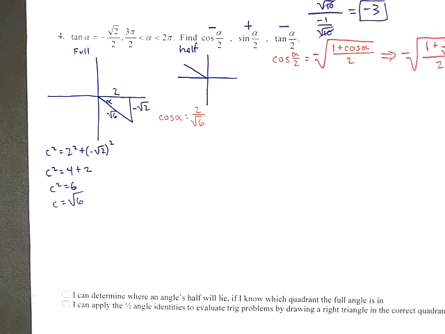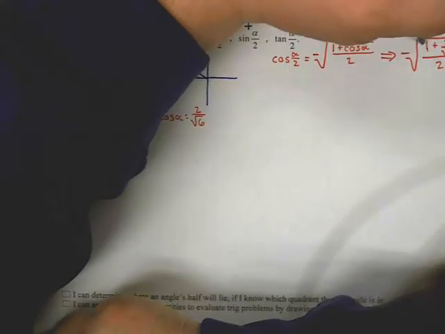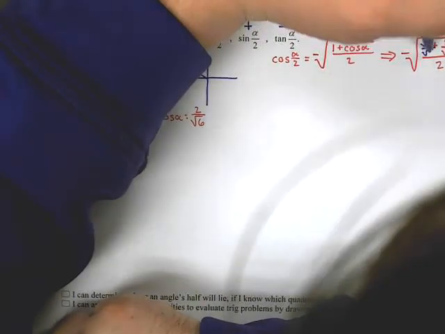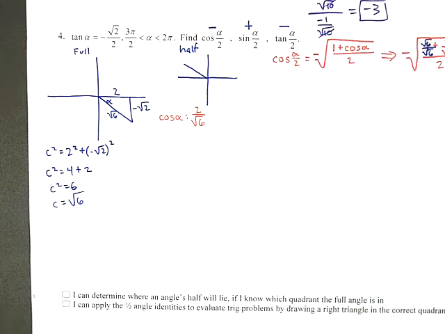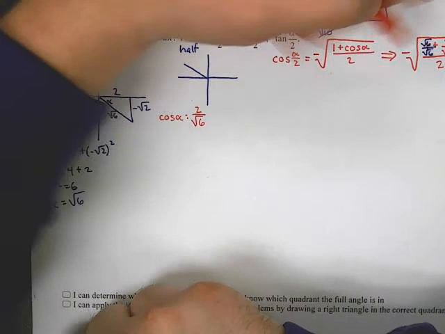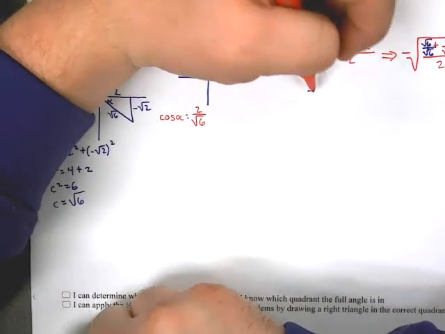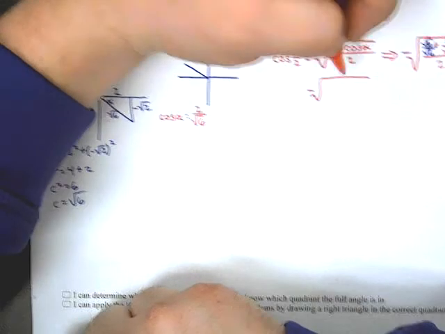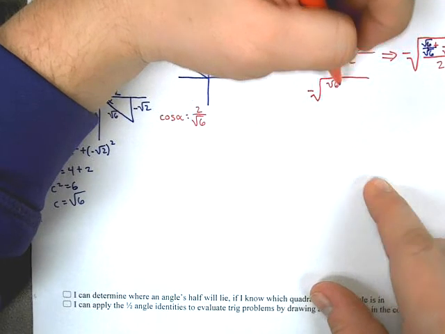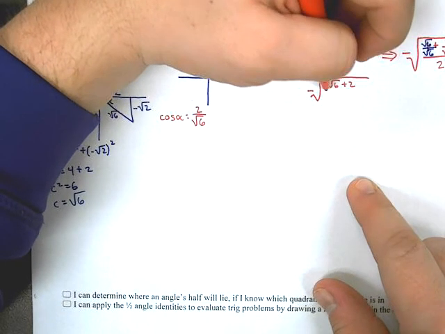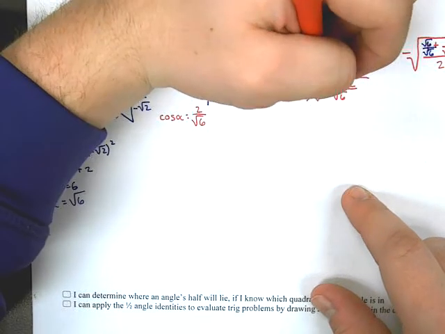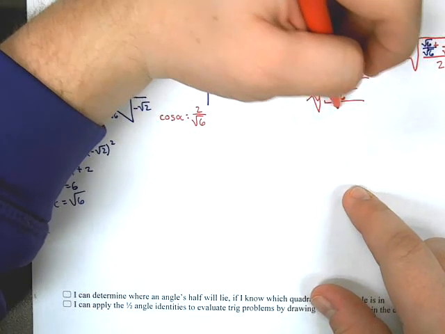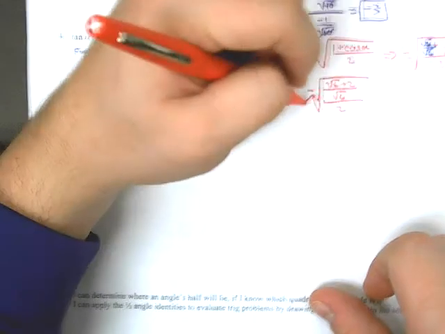Well, we're going to need some common denominators here. So root 6 over root 6. Oh man, this is going to be messy, I think. If I keep going with this, I should have negative square root 6 plus 2 over root 6, and then that's still all over 2. Sorry for this.